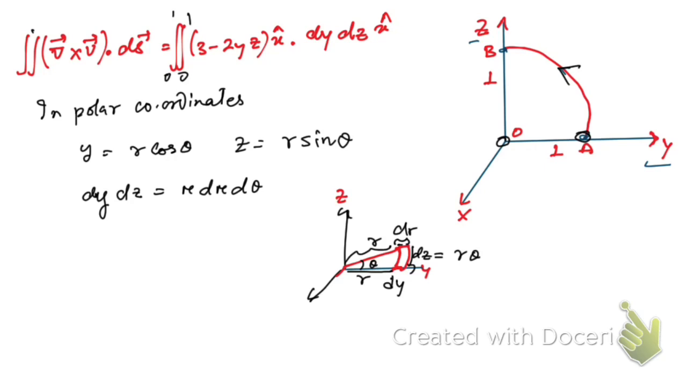So let me consider this is d theta. Very small angle d theta, not theta, d theta. Then this length of this arc will be given by r d theta, right? That means dz will be given by r d theta. Then what will be the area? So dy dz will be equal to dy is nothing but dr, and dz is equal to r d theta. So you can write dy dz as r dr d theta. You can write that way.